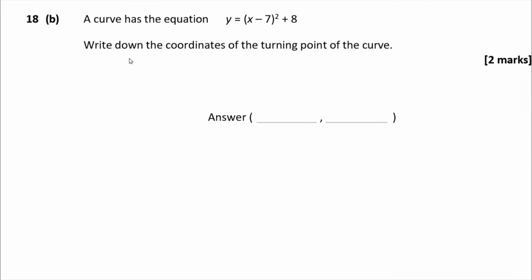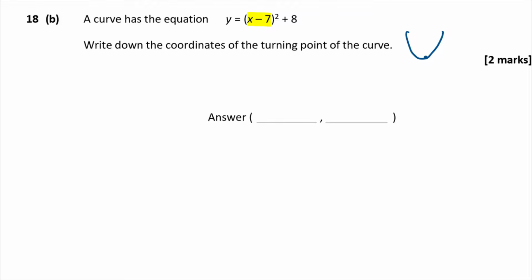Part B says a curve has equation y equals x minus 7 all squared plus 8. Write down the coordinates of the turning point of the curve. So this is already in completed square form. And so in order to find the turning point on the curve, the lowest point on the curve, now this equation, the lowest value you can get is when this part of the bracket here is 0. And the reason for that is when you square a number, it's always positive.